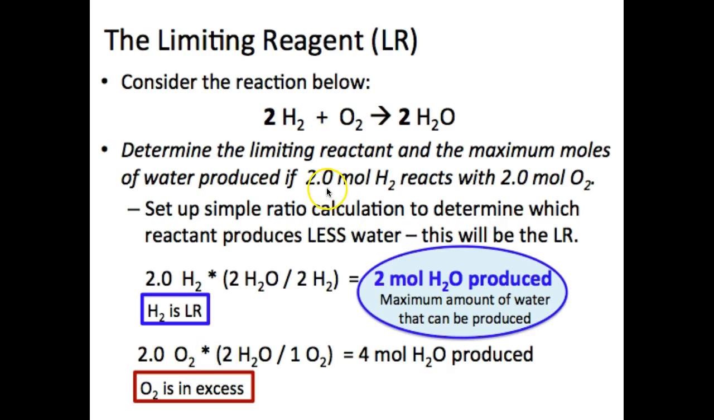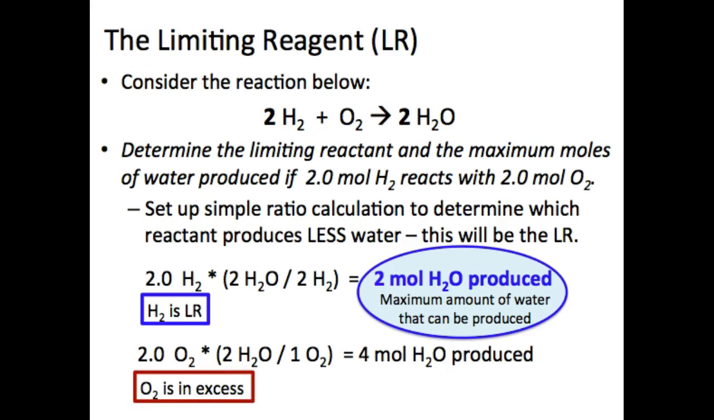Look at your oxygen. You have 2 moles of oxygen. Set up your mole ratio: you have 2 moles of water over 1 mole of oxygen. There's a 1 here. That tells us that we would be able to make 4 moles of water. So from 2 moles of hydrogen, you could only make 2 moles of water. From 2 moles of oxygen, you can make 4 moles of water. Since the hydrogen is only able to make 2 moles of water, it limits the reaction. It's able to produce less water. So hydrogen is our limiting reagent, which would mean oxygen is our excess reagent.